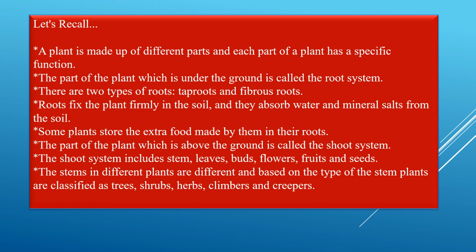The stems in different plants are different, and based on the type of stem, plants are classified as trees, shrubs, herbs, climbers, and creepers. What are trees? Trees are plants that have big stems. Then shrubs. Shrubs are plants which are very small but have thick and many stems. Herbs. Herbs are like grass.